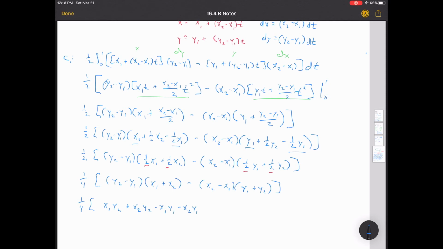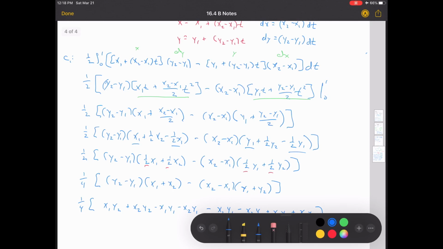And then let's see if we can do this. It's going to be minus, because of the minus sign in the middle, x2, y1. Outer, minus x2, y2. Inner is now going to be plus x1, y1. And last is going to be plus x1, y2. Hopefully I got all those straight. I think I did. Alright, so let's see what we can get rid of now.